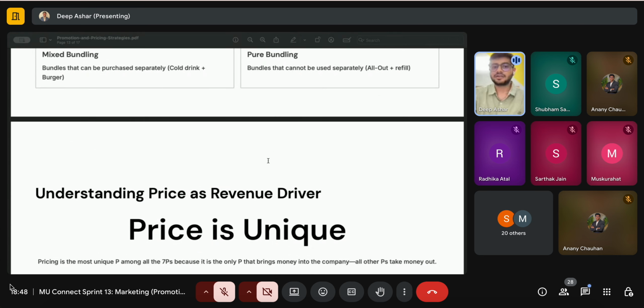This entire part closes the promotions overall. There's one extra bit that Sir had taught, that is publicity and PR. Now, there's a very subtle difference between both of these. Publicity is where you're organically generating eyeballs for your brand. This could be negative or positive.